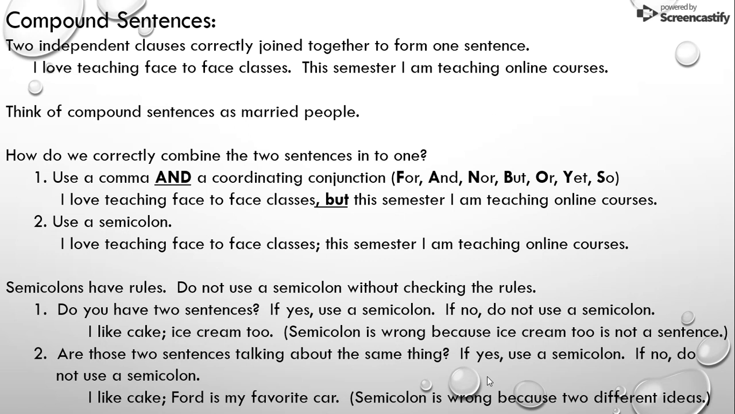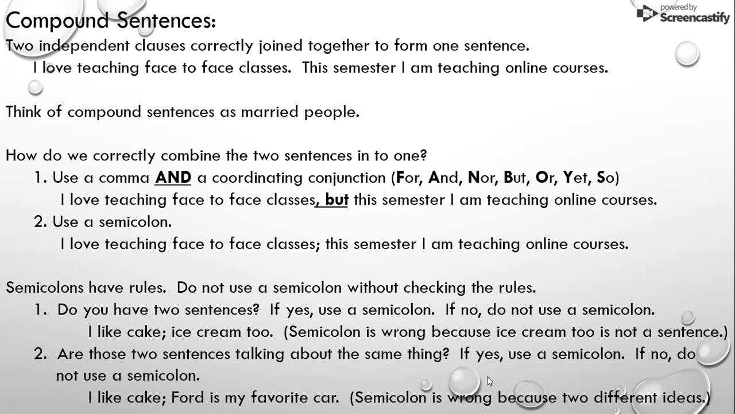So, in order to help you understand this, I want you to think about compound sentences as married people. In this example up above, I have two simple or two single adults, and now I want to put them together, and I'm going to do that by helping them get married. So, exactly how do I pull this wedding off?